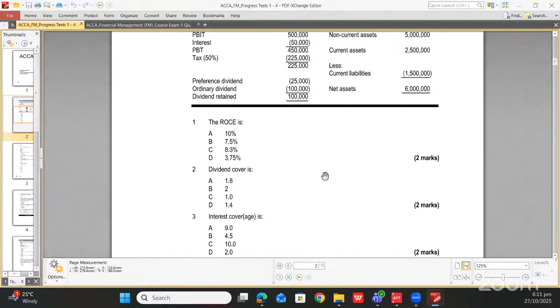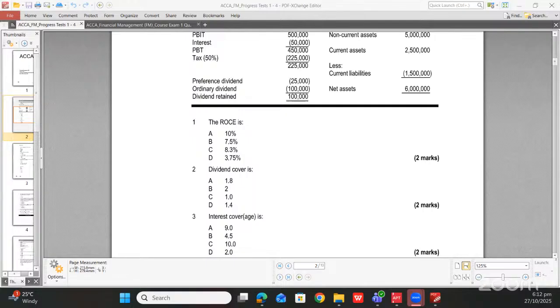So the answer to question 2 is... All right, Rashida, you're not hearing anything. Is anybody else hearing anything? Because that's a little strange. I'm hearing you, but you're very low. Can you remind me which of the papers you're doing? We are doing progress test 1 to 4.